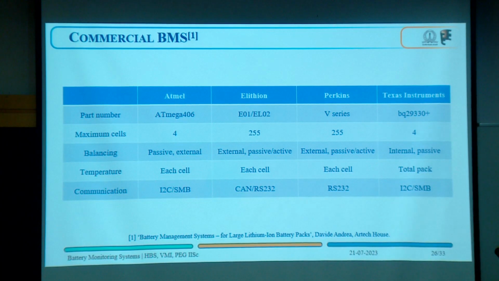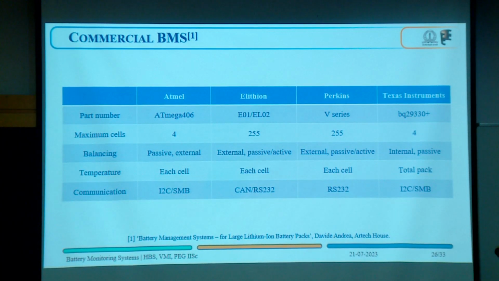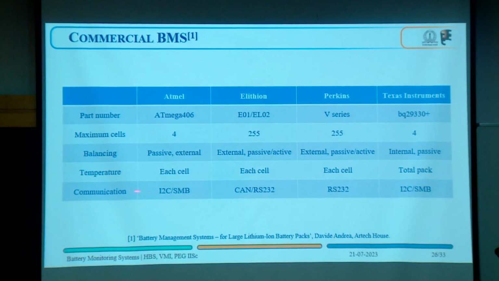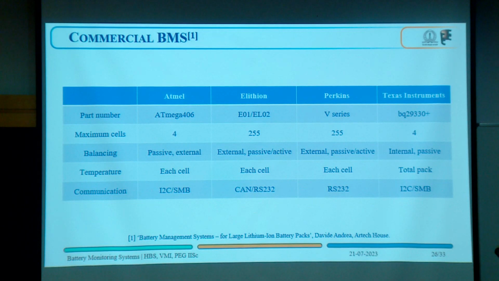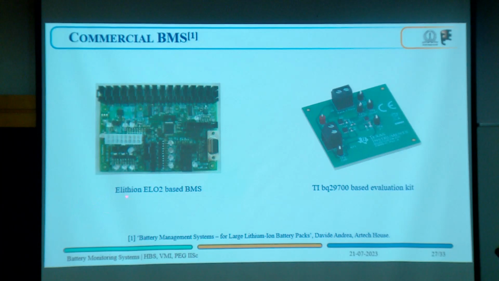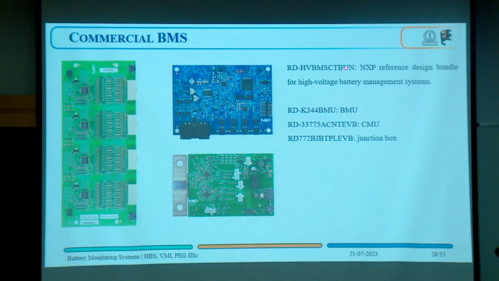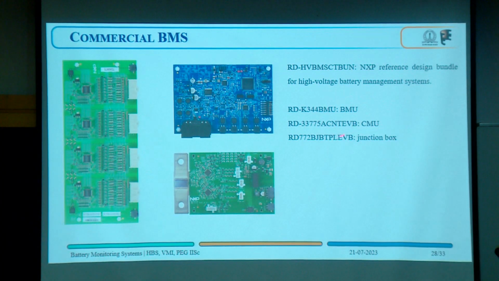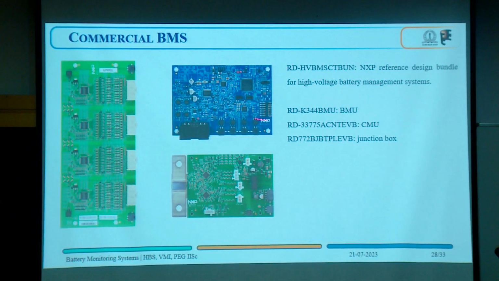Then there is communication, so it has to communicate with the external system, like the charger or a motor control unit, vehicle control unit. These are the different types of communications used in this state-of-the-art commercial BMS. This is the eLithium EL02 based BMS, and this is a single cell based evaluation kit by Texas Instruments. And then this is an NXP reference design bundle, which for academic purposes we can get, which includes battery monitoring unit, cell monitoring unit, as well as junction boxes.